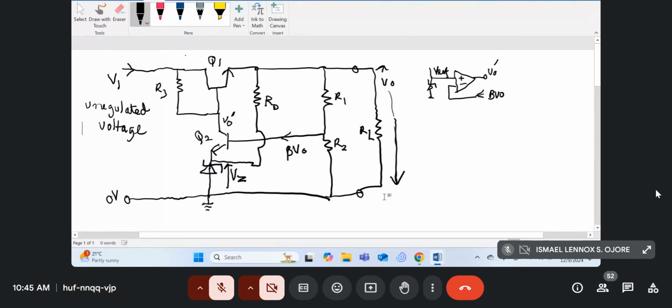Okay, so let's see how this circuit works. Last time I didn't have time to explain how this circuit works. So let's say you've designed it for voltage V0. You designed it for voltage V0, and then you increase the load. So if you increase the load, this voltage V0 will tend to drop.